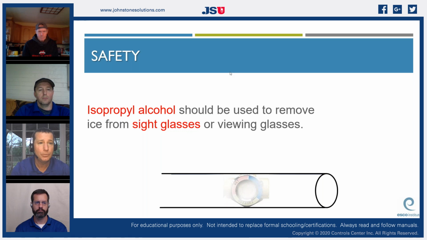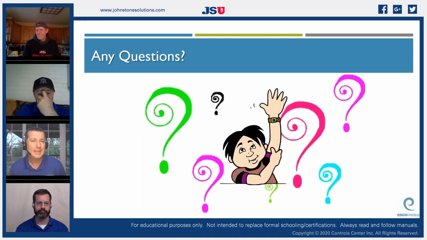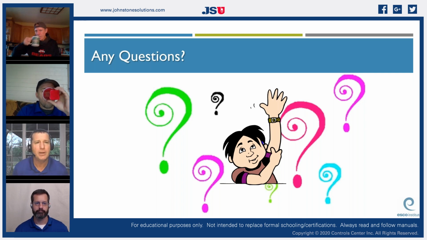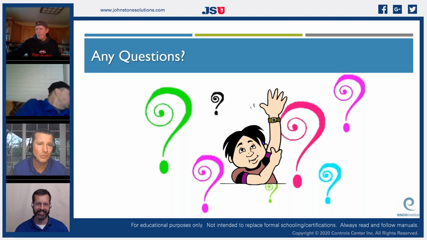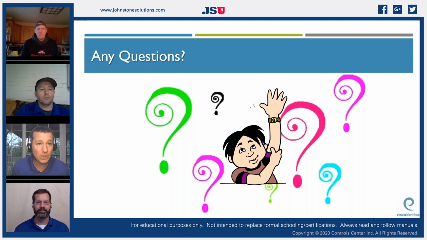Isopropyl alcohol should be used to remove ice from a sight glass. Don't use your torch and don't use your hand. And that really gets us through all of our Type III. So a lot of interesting stuff with Type III. A lot of people are very afraid of Type III and don't even study for it when they're taking their universal test. It's really only scary to people because they just don't use it.